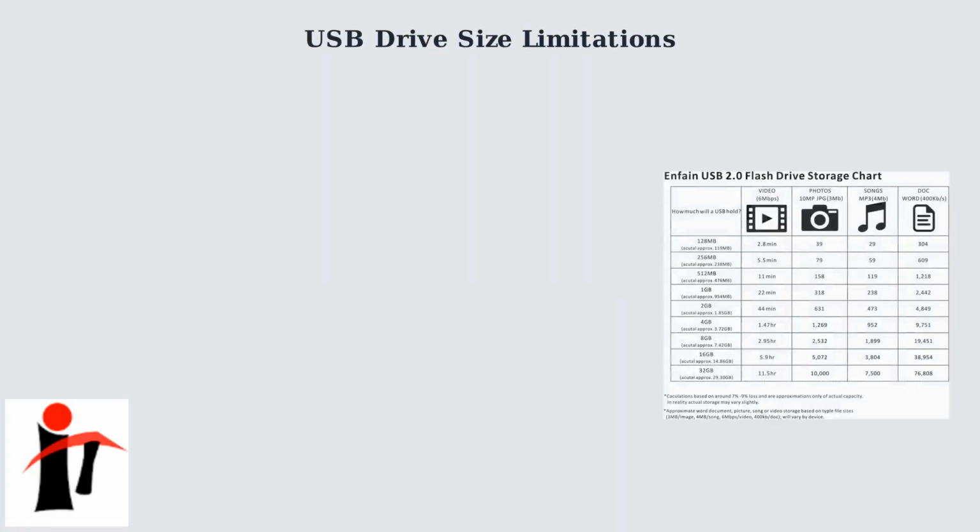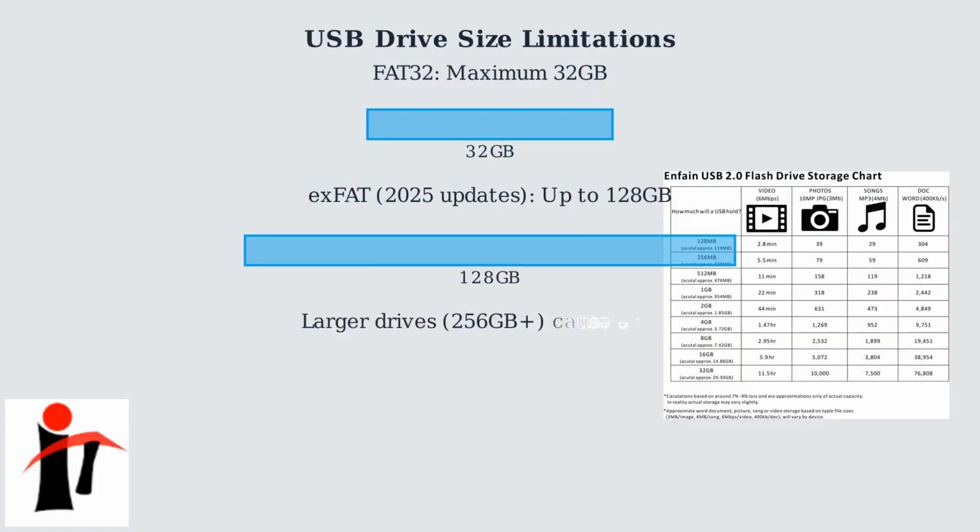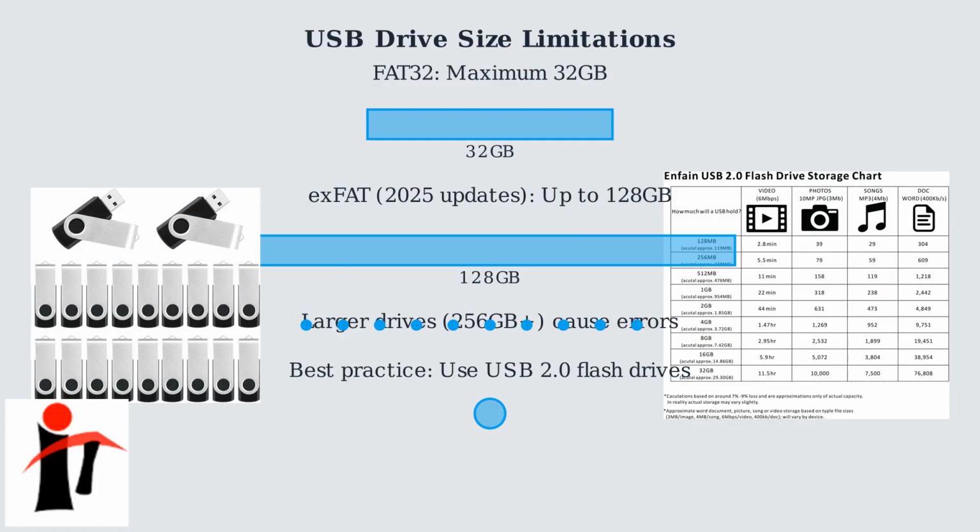Size matters for Tesla Model 3 USB drives. For FAT32, stick to a maximum of 32 gigabytes. With the 2025 updates and exFAT, you can use up to 128 gigabytes. Using larger drives like 256 plus will likely cause errors, as the Tesla system scans the entire drive, exceeding processing limits. It is also best practice to use a USB 2.0 flash drive or adapters.